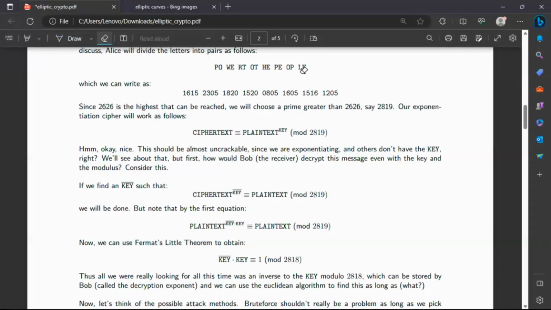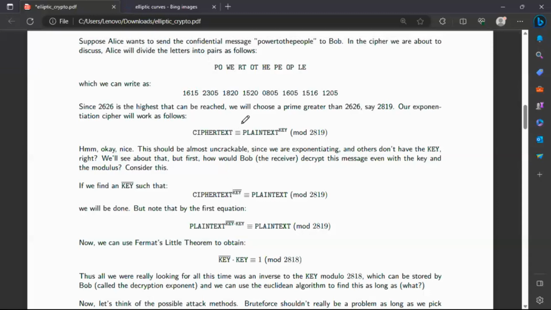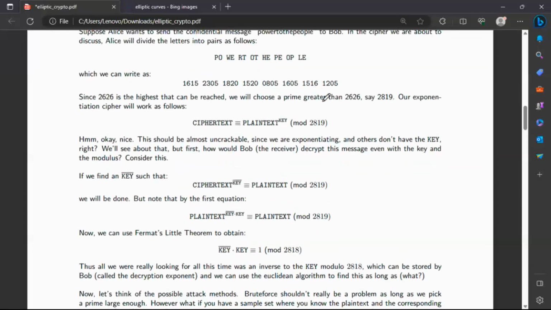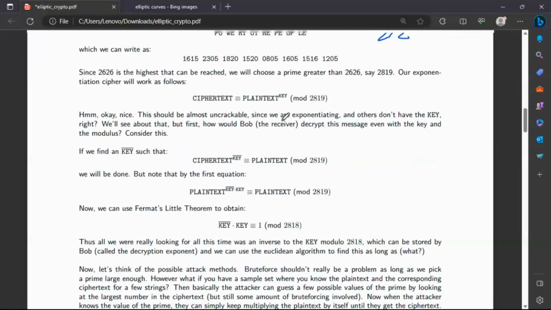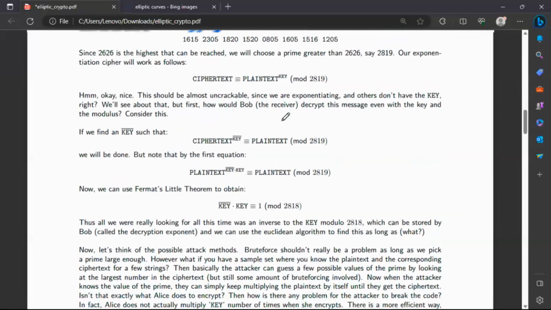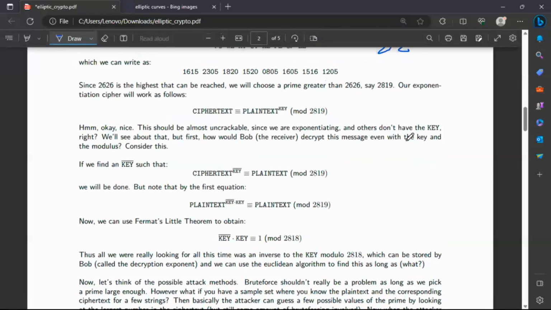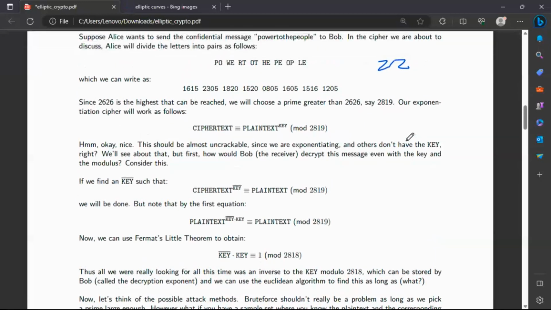So we converted the letters to numbers, which is why we can use mathematics to encode this. The highest number that can be reached is 2626, which corresponds to ZZ. In this cipher, we'll choose a prime greater than 2626, let's say 2819. Rest assured, 2819 is actually a prime.